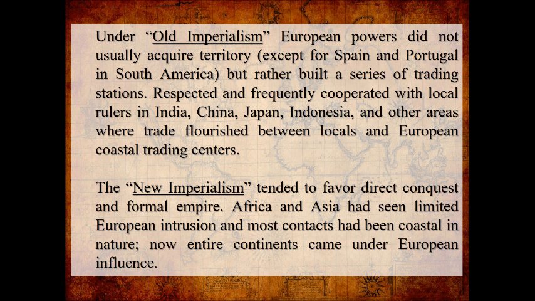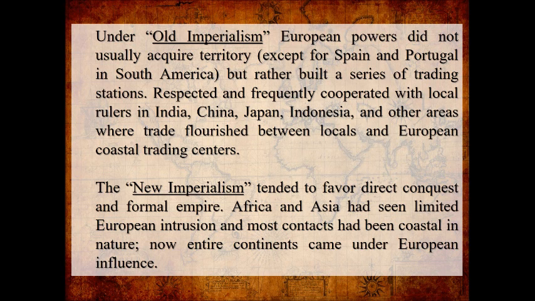Now we're going to look at two different types of imperialism: old imperialism and new imperialism. Under old imperialism, European powers did not usually acquire territory, except for Spain and Portugal in South America, but rather built a series of trading stations along the coast. They respected and frequently cooperated with local rulers in India, China, Japan, Indonesia, and other areas where trade flourished between locals and European coastal trading centers.